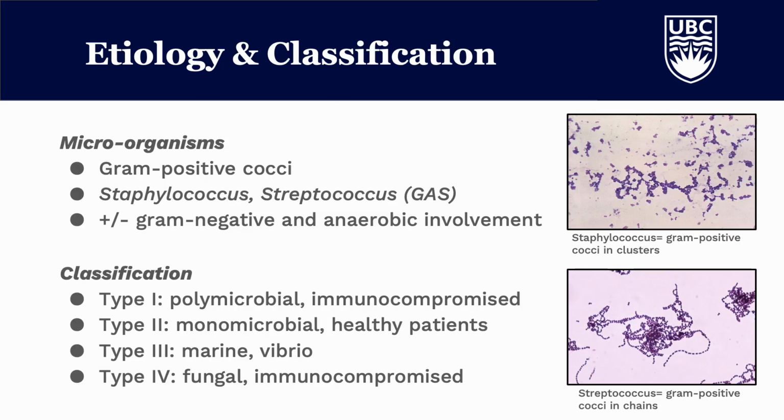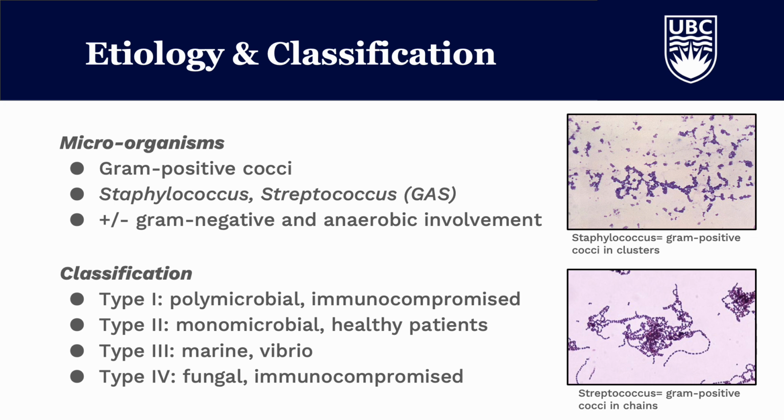Gram-positive cocci are most often to blame for necrotizing fasciitis, with species such as staph and strep over-indexing as causative organisms. Group A beta-hemolytic streptococcus in particular accounts for up to 40% of all cases. Polymicrobial infections include involvement of gram-negative and anaerobic organisms such as Pseudomonas, Clostridium, and coliforms.